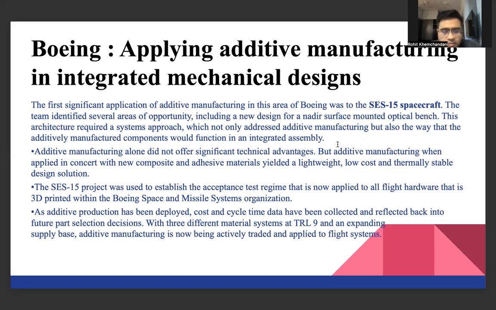As production has been deployed, cost and cycle time data have been collected and reflected back into future part selection decisions. With three different material systems at TRL-9 and an expanding supply base, additive manufacturing is now being actively applied to flight systems.